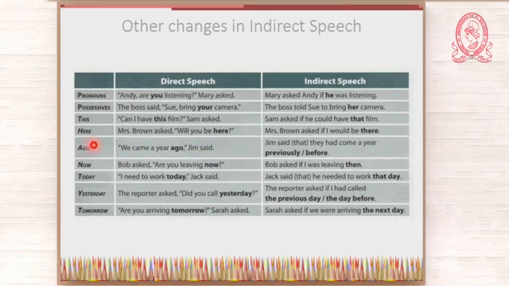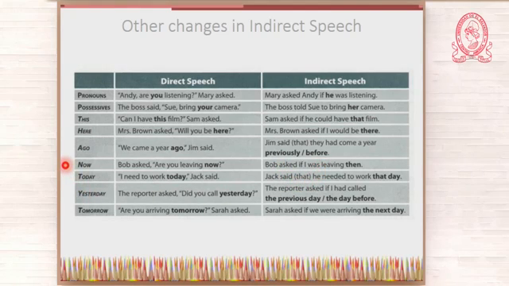And what happens when you have here? Will you be here? In the indirect speech, it changes to there. Mrs. Brown asked, will you be here? And in indirect speech, Mrs. Brown asked if I would be there. Okay? Now, what happens with the word ago? We came a year ago, Jim said. Jim said that they had come a year previously or a year before. Okay, so from ago, we use previously or before.